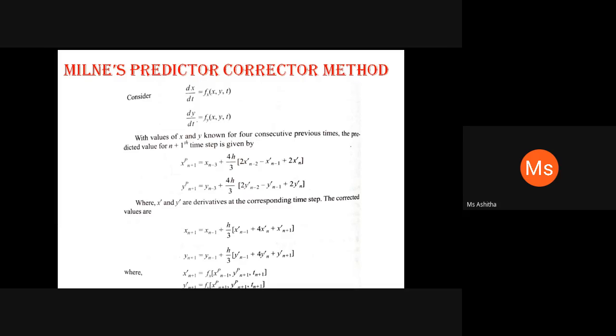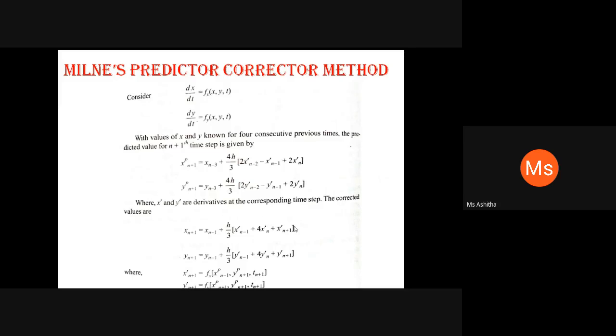The Runge-Kutta method is the most commonly used method. Similarly, Milne's predictor corrector method. Here also both x and y are considered. x and y are the two derivatives taken, and these are the formulas for the predictor values. Here xp represents the prediction, so xp n plus 1 and yp n plus 1, and from the mathematical formula the equation is like this. Xp n plus 1 and yp n plus 1, and similarly x n plus 1 and y n plus 1.